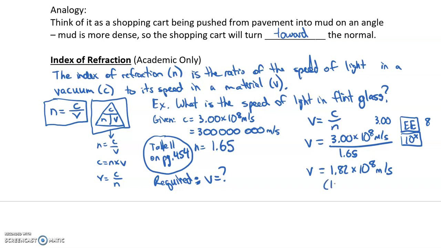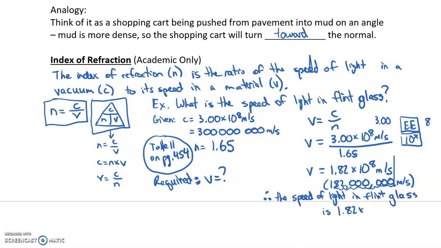So just so that we can see that, it's 182 million meters per second. So that's, again, the reason we say it's 10 to the 8: the decimal moves 1, 2, 3, 4, 5, 6, 7, 8 right there. So 1.82 times 10 to the 8. And we can conclude, therefore, the speed of light in flint glass is 1.82, we're always going to write this in scientific notation now, times 10 to the 8 meters per second.